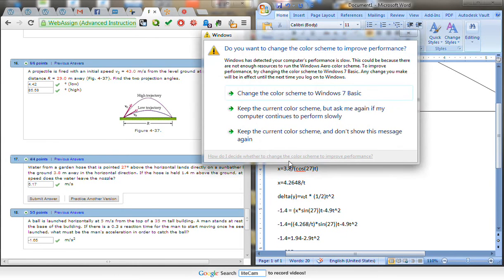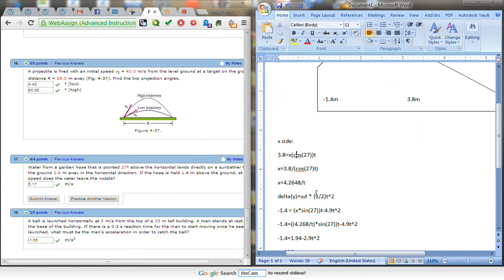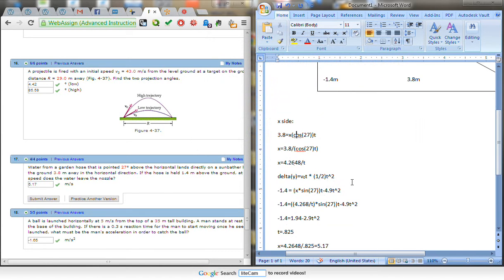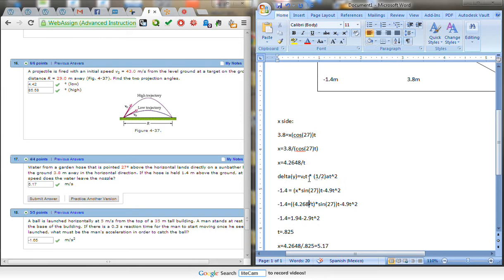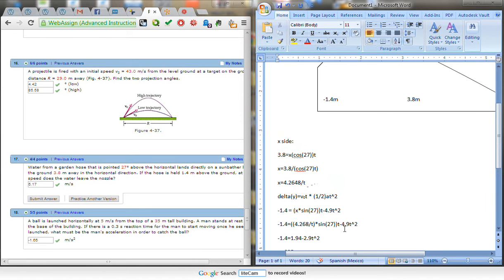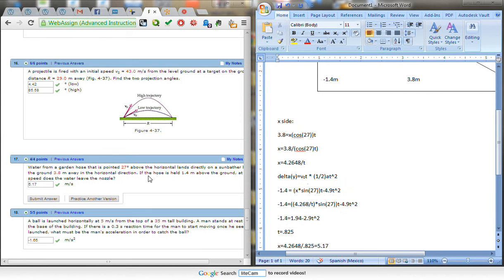Now, this is where you start. That was annoying. Alright, now we have to go into the y direction. For the y direction, you know that using the second kinematic function, delta y equals v naught t plus 1/2 a t squared. Oops, I wrote that wrong. Anyway, now you can substitute things in. You know delta y is negative 1.4 meters, or whatever number you have. I suppose it won't be the same thing, but negative 1.4 would equal x sine 27 t minus 4.9 t squared.